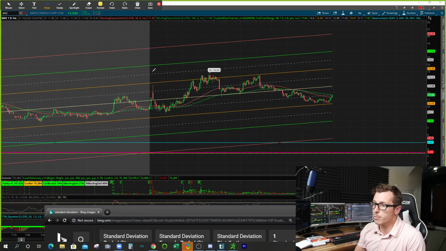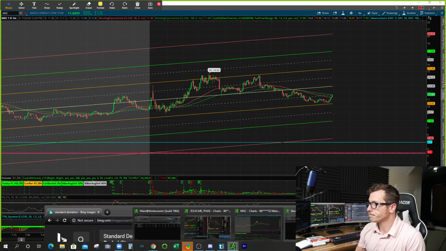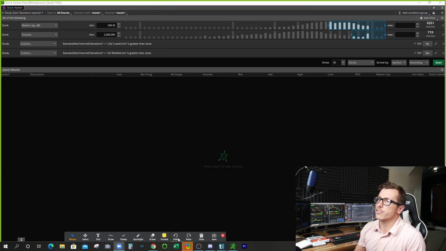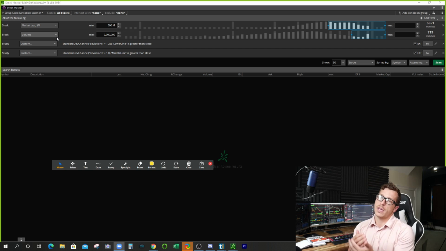All right. So now what we're going to do is we're going to bring up the scanner. So this is what the scanner looks like. We have a couple categories, okay?